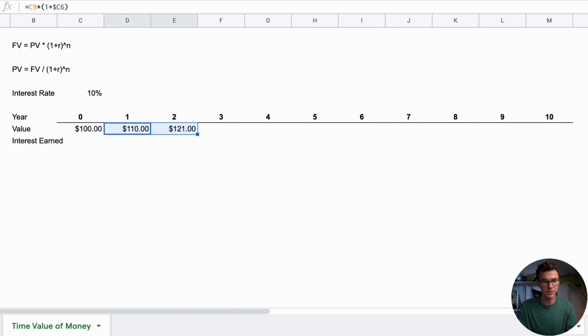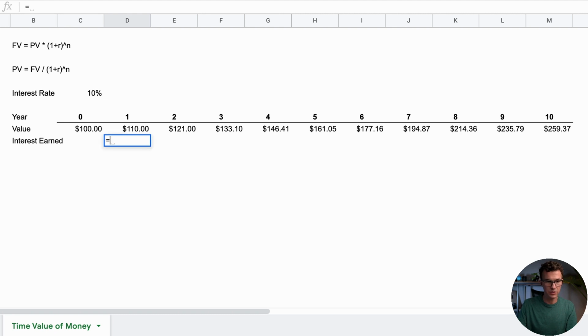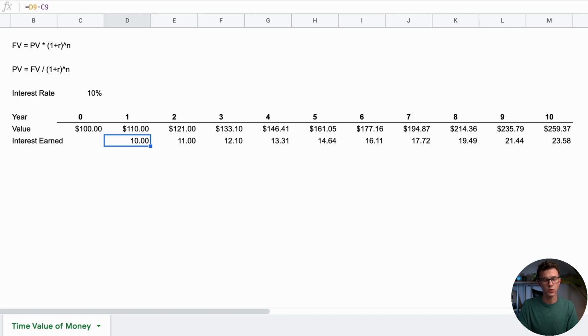If we take that out to the second year, as I mentioned before, you have 110 and then $121. We can just take this formula all the way out to 10 years, and you can see that each year the increase is even more. We can show that by taking year 1 minus year 0, year 2 minus year 1, etc. If I spread this out, you're going to see the first year you get $10 of interest, the second year is 11, then $12.10, $13.31, and all the way in year 10, you're actually getting $23.58 of interest.